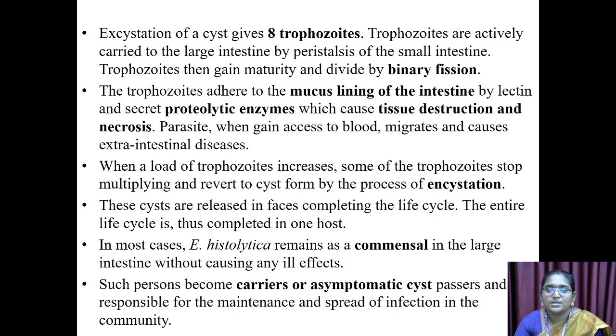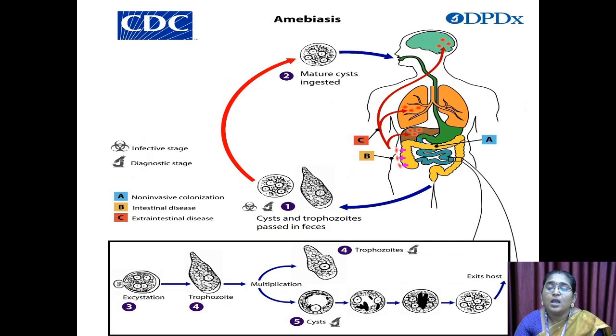In most cases, Entamoeba histolytica remains as a commensal in the large intestine without causing any ill effects. Such persons become carriers or asymptomatic cyst passers and are responsible for the maintenance and spread of infection in the community. The life cycle of amoebiasis.